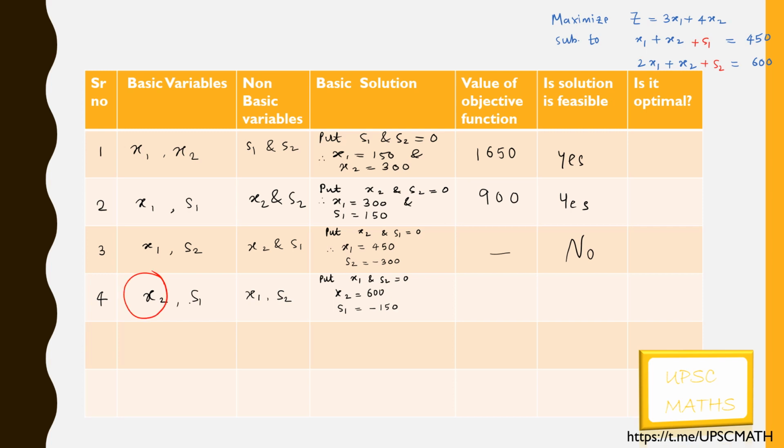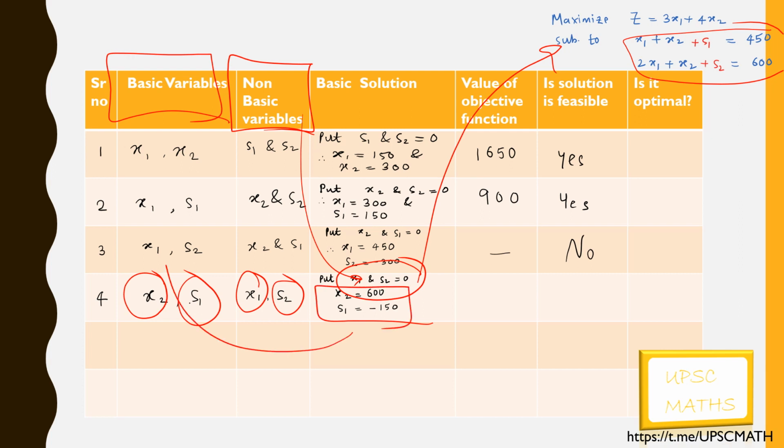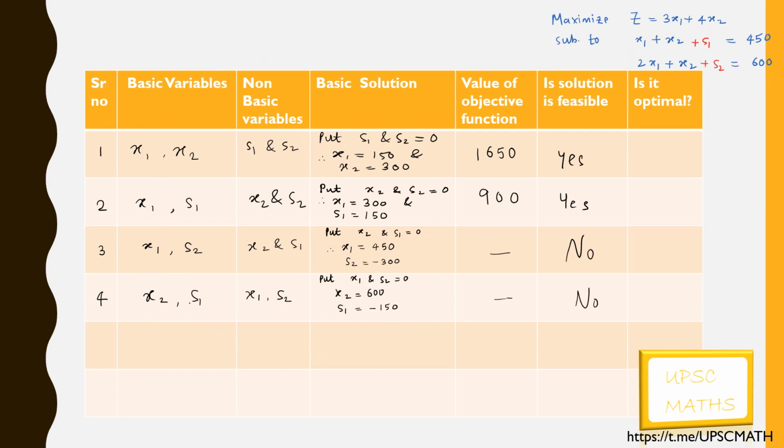Let's take x2 and s1 as basic variable and hence x1 and s2 become the non-basic variable. When we put non-basic variables equal to 0 in the given equation, we get the value of basic variables as x2 equal to 600 and s1 equal to minus 150. Since one of the value is negative, these solutions are infeasible and they are dropped from further consideration.